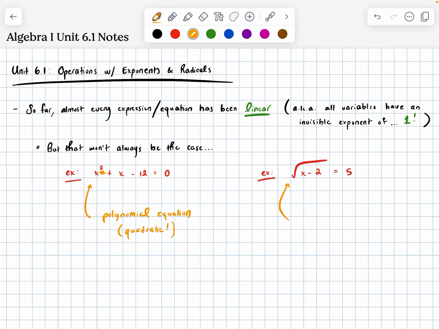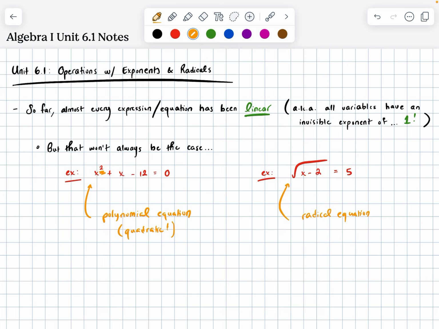Now, the word radical is just a fancy mathematical word for a root, whether it's a square root, a cubed root, or a fourth root. So we're going to call this guy a radical equation. Not because its system of beliefs is particularly difficult or challenging for us to wrap our heads around, but because radical is just a fancy word for a root.